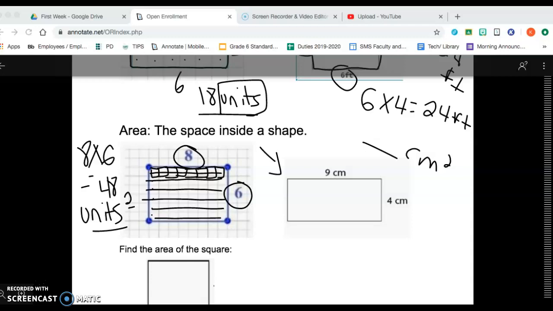Perimeter, it's not squared, okay? You just put the units. If it's area, you put squared. And we'll go over that more in class, so don't worry if it doesn't stick yet.